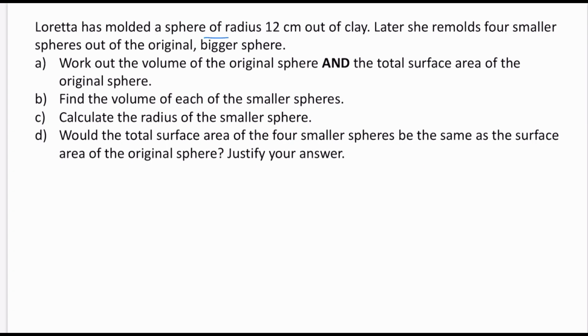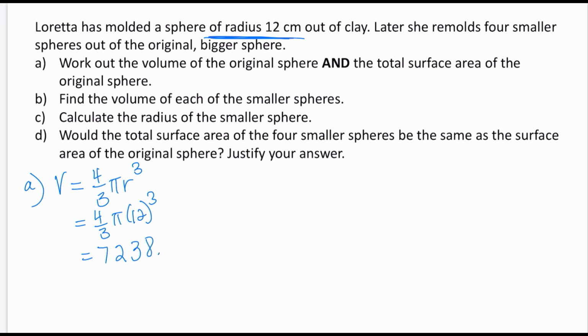The original sphere has a radius of 12. What's easy about spheres is that in reality, all you need is the radius in order to get these answers. So for part A, the volume formula for a sphere is 4/3 pi radius cubed, and here we know that the radius is 12. We're going to put this all into the calculator. 4/3 times pi times 12 cubed is 7,238.229474. So that's approximately 7,238 cubic centimeters if I round to the nearest whole number.